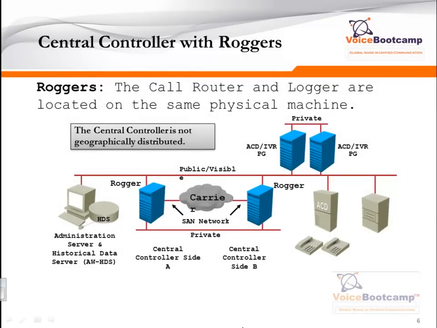When you have a physical machine running both call router and logger, that machine is known as a Rogger. Now, a Rogger is usually a central controller which is not geographically distributed. It is recommended that both of these servers are in close proximity to each other. Now, if they are in the same room or maybe the same data center, then you can probably connect them over the private network using just a crossover cable.